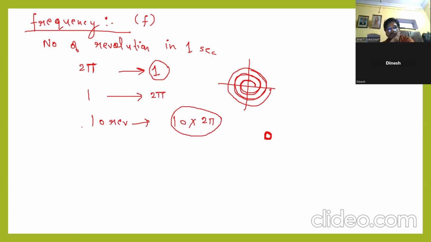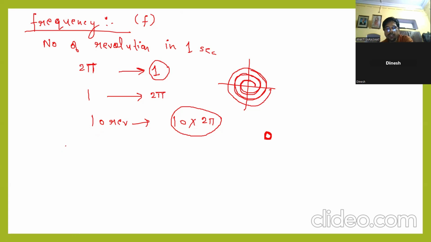So what is this frequency? Frequency means the number of revolutions in 1 second. Let us suppose in 1 second it travels 720 degrees. That means how many revolutions? 2. That is frequency. Clear? Frequency means the number of revolutions in 1 second.